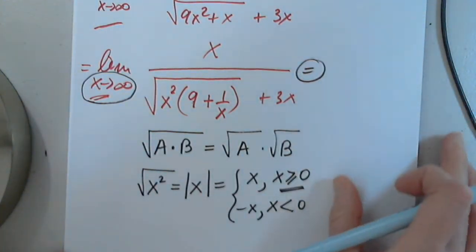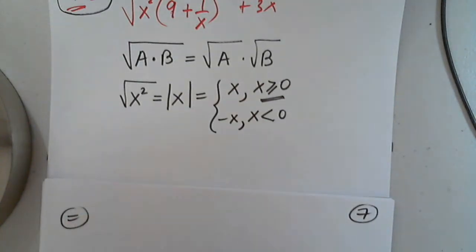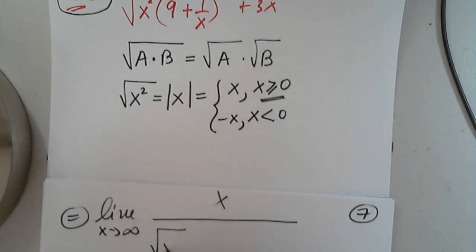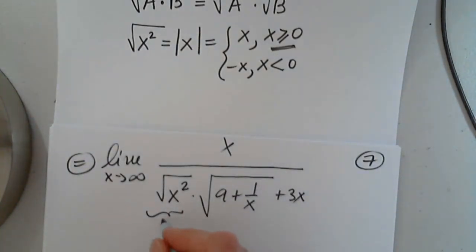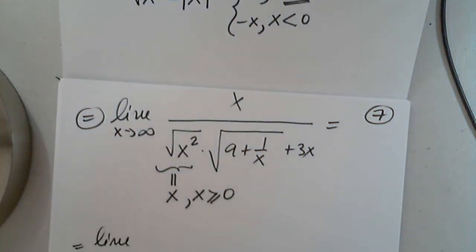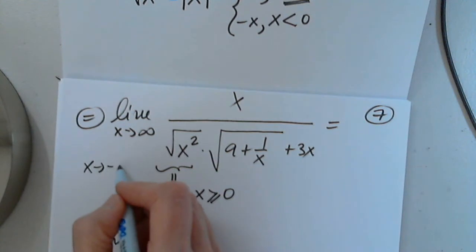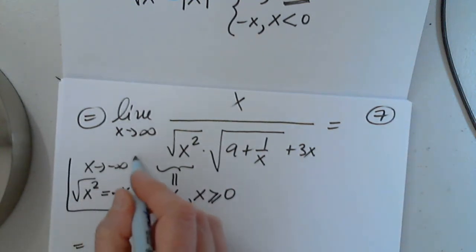Okay, so let's continue. So we have limit as x approaches infinity, x over. So this is my first step. I have to write this first step for everyone to see. And then I will say that I will replace this by x because x is greater than or equal to 0. So I continue. Limit. You have to add that. Okay, because if x approaches negative infinity, the square root of x squared will have to be replaced by negative x. Okay, thank you.